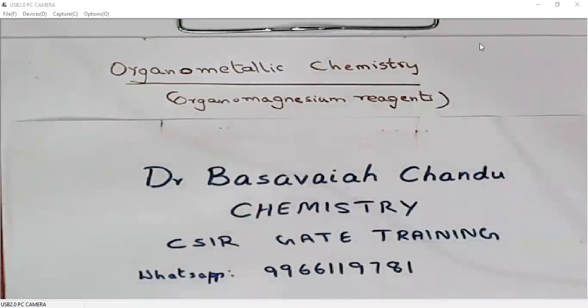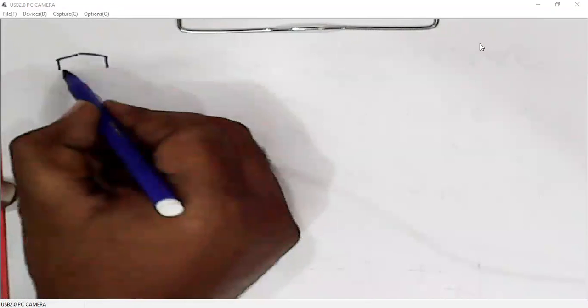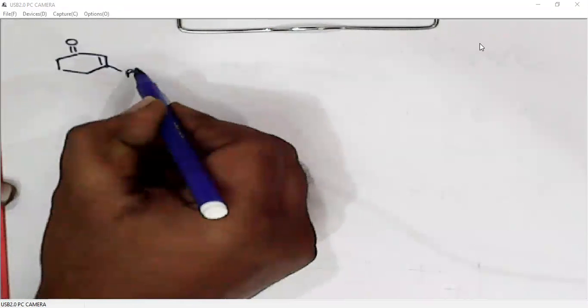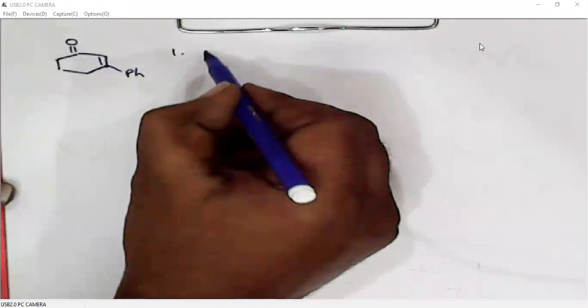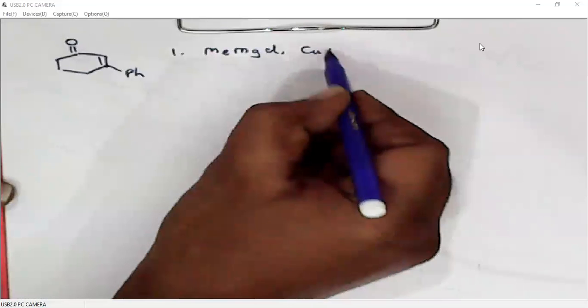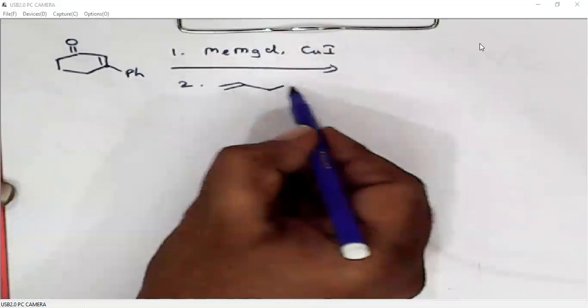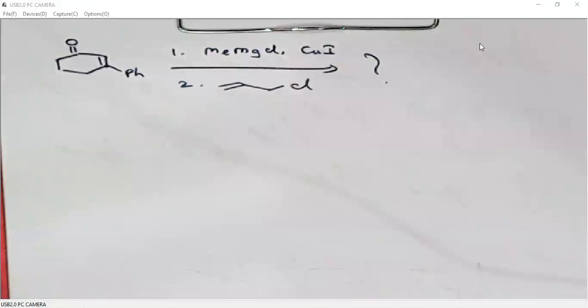Today, we will continue our discussion on organomagnesium reagents, that is Grignard reagents. We were discussing the last problem in yesterday's class. What is the product here?